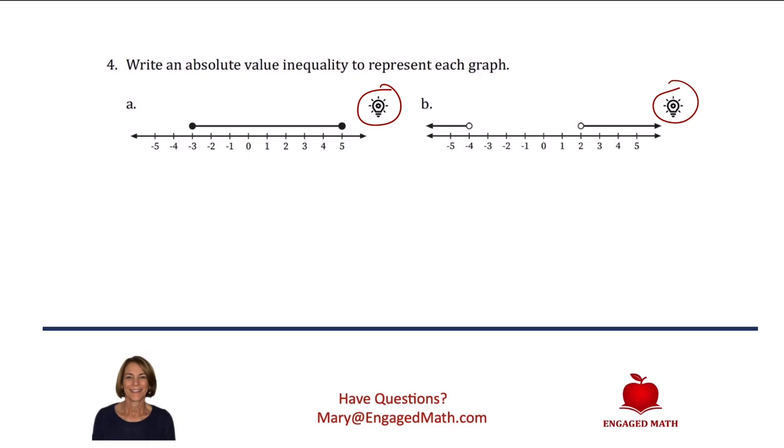Okay, let's get started. We're going in the opposite direction now, because we are given the graph and we are being asked to write the absolute value inequality that represents the graph. So the first thing we're going to do is look at problem 4a.